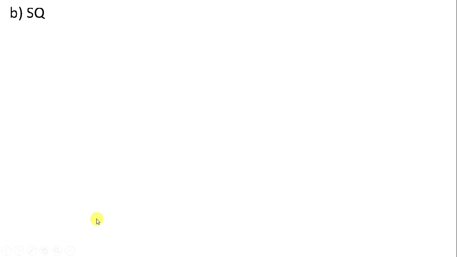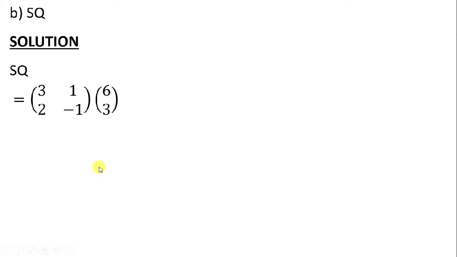We have SQ, find SQ. So we are going to substitute. Where there's S, we'll substitute the matrix S. Where there's Q, we'll substitute the matrix Q. So we'll do what we did. We are going to multiply row by column. This one is going to give us 2 rows.